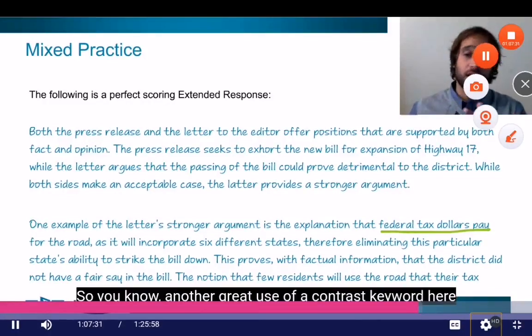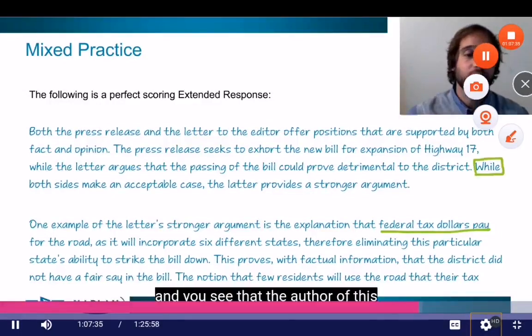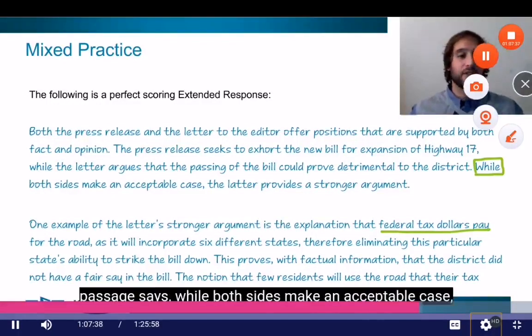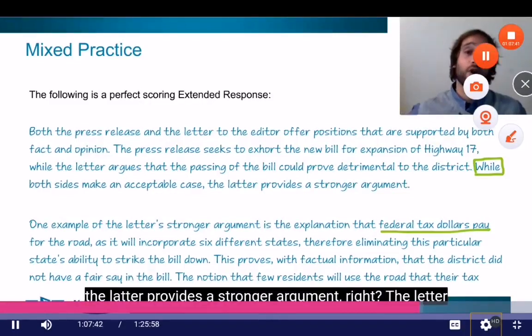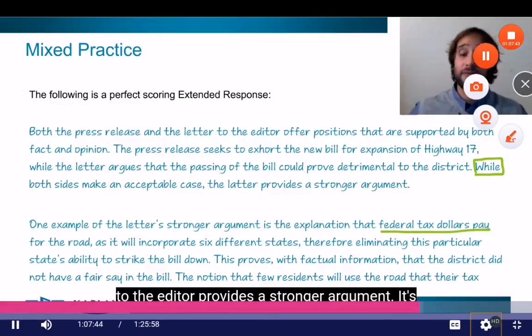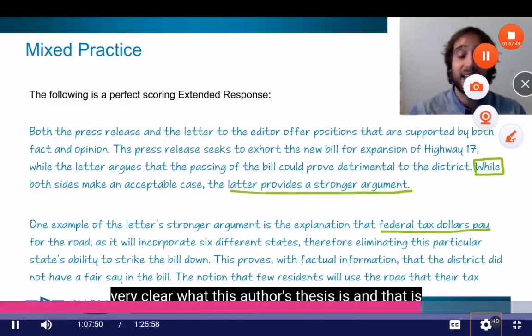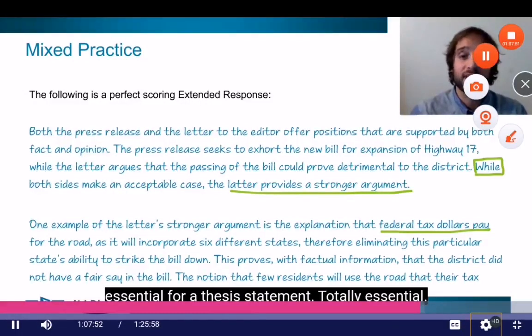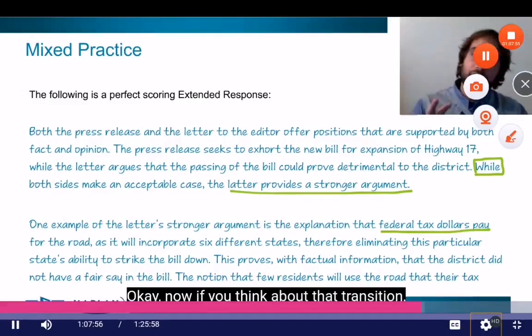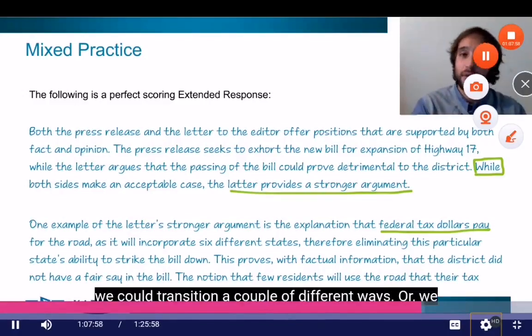So, another great use of a contrast keyword here, and you see that the author of this passage says, while both sides make an acceptable case, the latter provides a stronger argument. The letter to the editor provides a stronger argument. It's very clear what this author's thesis is, and that is essential for a thesis statement. Totally essential.